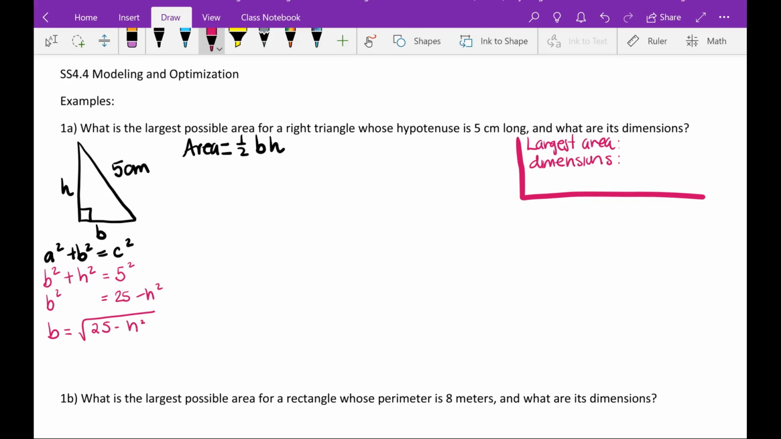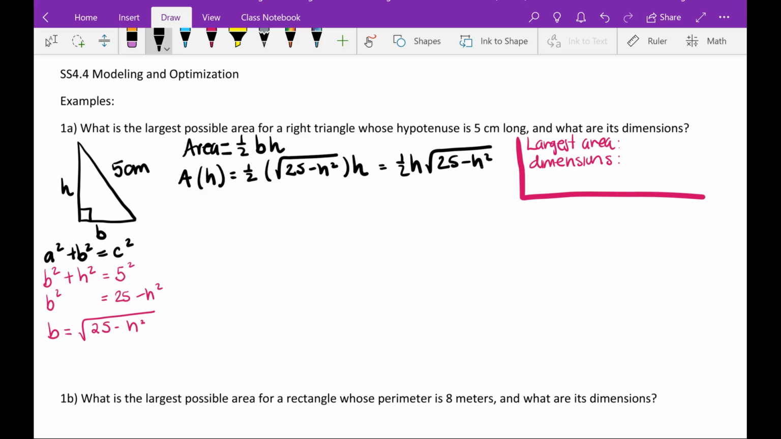So in my area formula, I will now keep it with respect to H. So area in terms of H is 1/2, and since I've solved for B already, I'm going to plug in the square root of 25 minus H squared. Now I'm just going to rewrite this really quickly as 1/2 H in the front, so the radical stays in the back. So this is the area with respect to H. You can also do the same thing with B, the base, and write the area with respect to the base.